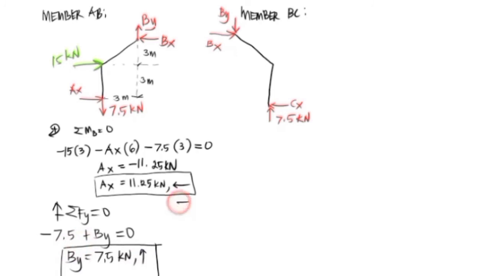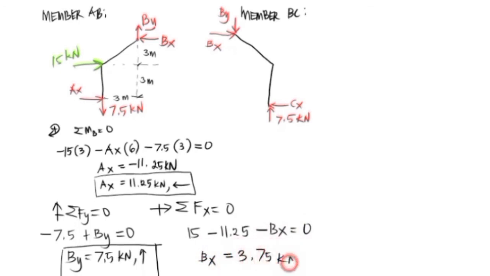Solving for the value of the BX, summation of forces horizontal is equal to 0, taking the direction to the right as positive. We have 15 kN directed to the right, so that's positive. AX, we computed that AX is 11.25 directed to the left, so that is negative 11.25. Minus BX is equal to 0. So solving for the value of the BX, that is equal to 3.75 kN. Since positive yung lumabas na sagot, tama yung assumption that BX is directed to the left.